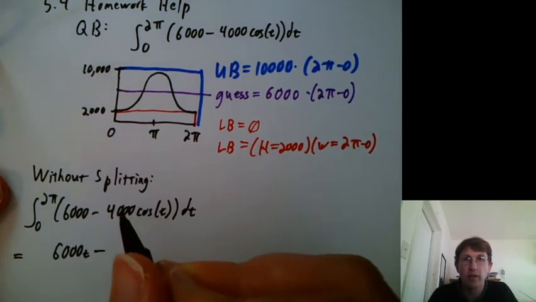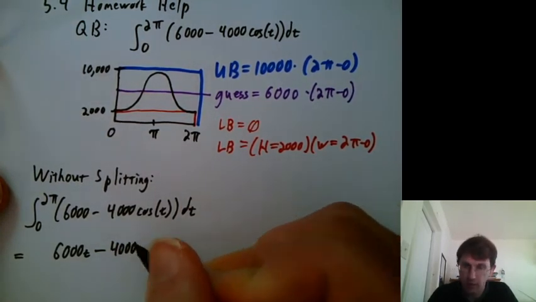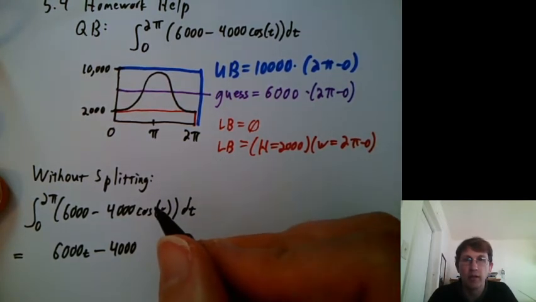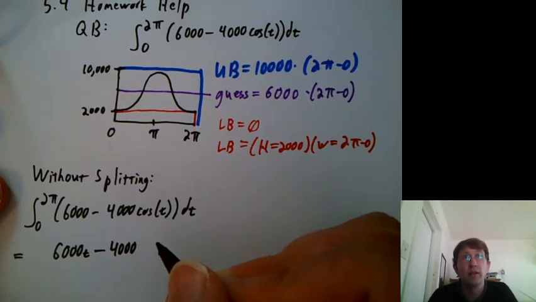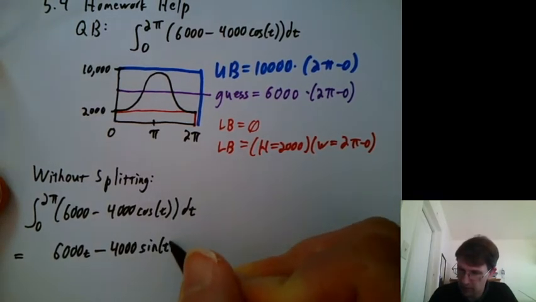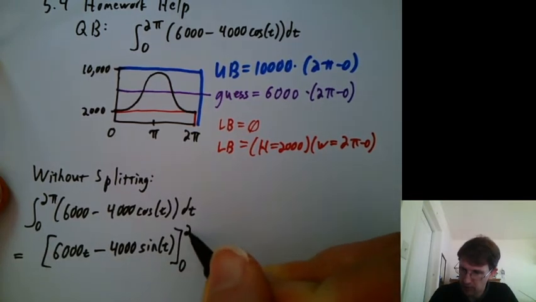What's the integral of 4,000 cosine t? Well, we can copy the 4,000. That's a constant vertical multiplier. Integral of cosine is sine or negative sine? Let's think about that. Derivative of sine is cosine, so that would be going backwards. So we can just put a sine t here, and just do that from 0 to 2 pi.